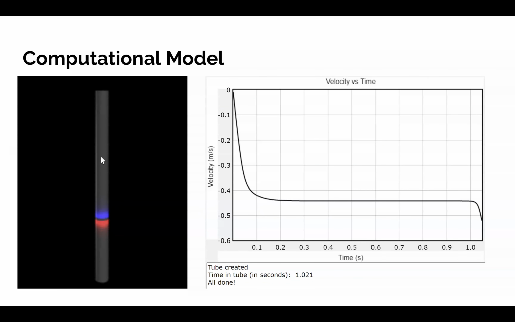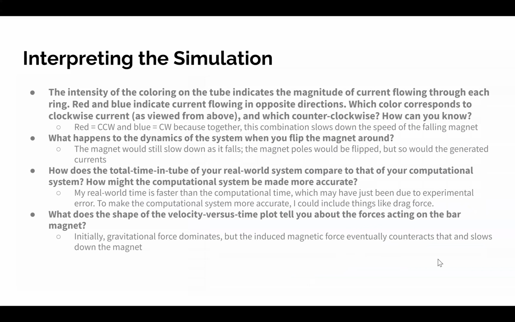On the left here, this gray thing is the aluminum foil tube, and then the magnet is the blue and red thing here. And here is the velocity versus time graph. According to my computational model, the time it took for the magnet to fall through is 1.021 seconds. The intensity of the coloring on the tube indicates the magnitude of the current flowing through each ring. Red and blue indicate current flowing in opposite directions.